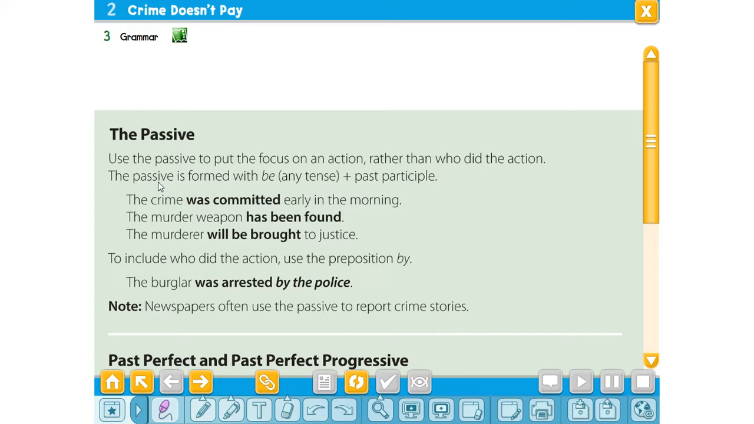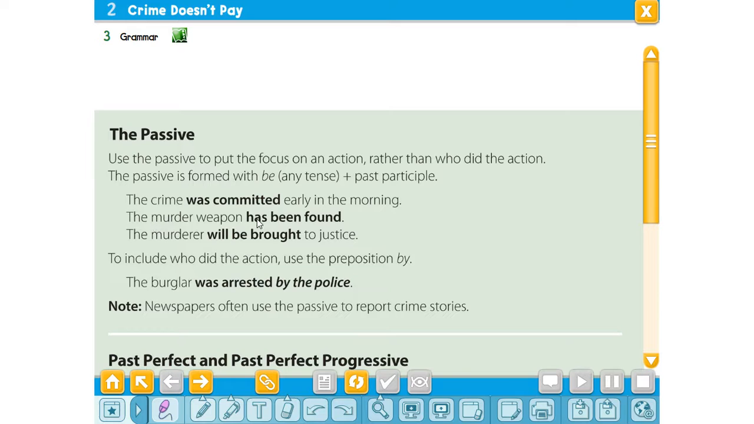The passive is formed with be, verb to be, at any tense. That means we use the past, we use the present perfect, or we can even use the future. And the main verb will be past participle. Look at the example. The crime was committed early in the morning. Was shows that this sentence is in the past.